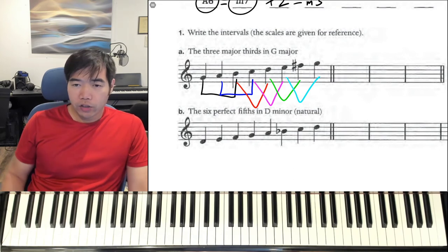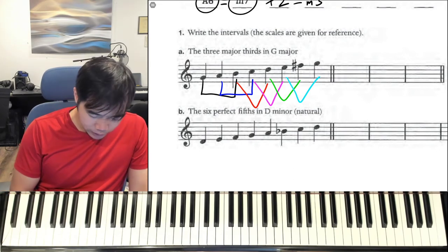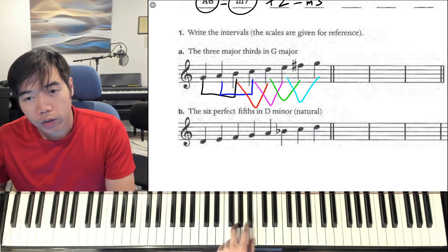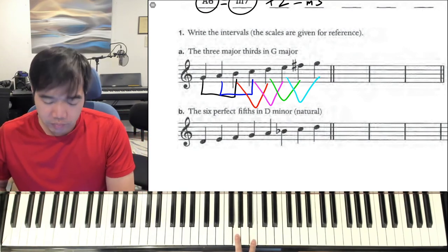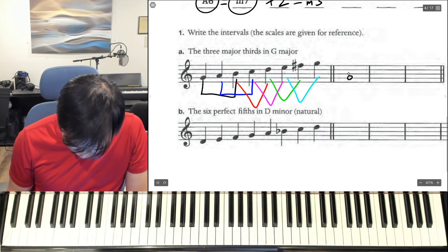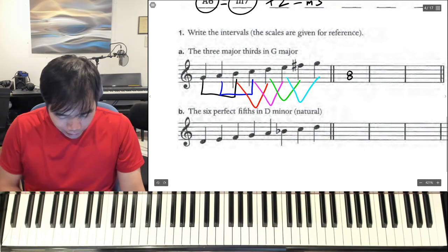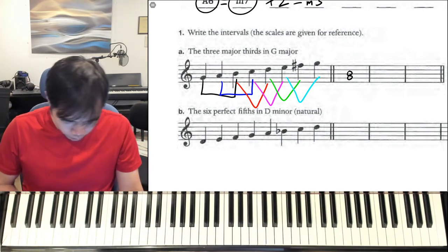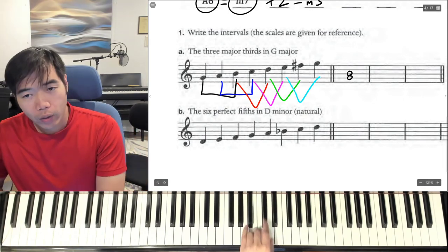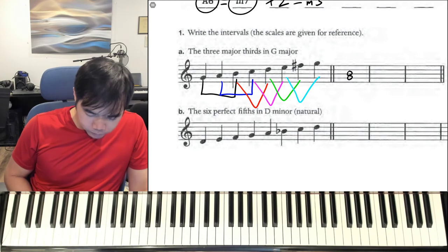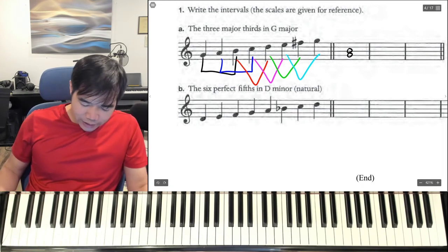And all you're going to do is determine which of these are major. So let's say G to B. Let's compare G to B. 1, 2, 3, 4. It sounds major. It is major. So that's one of them right there. G to B is one of our major thirds. What about A to C? How many half steps? 1, 2, 3. That's a minor third? No. B to D? 1, 2, 3. Minor third. And so there are two more that you need to find on this. Look at the next one.